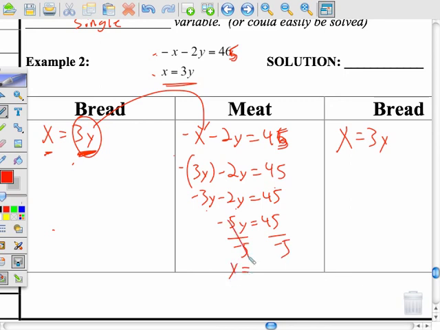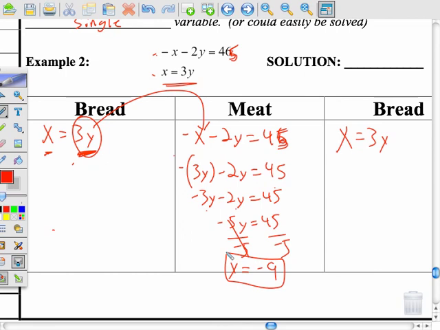And we end up with y equals, the 5's cancel, 45 divided by negative 5 is going to be negative 9. Okay, so there's our y value. That's what we need. That's one of it. Now we need to find the x value.